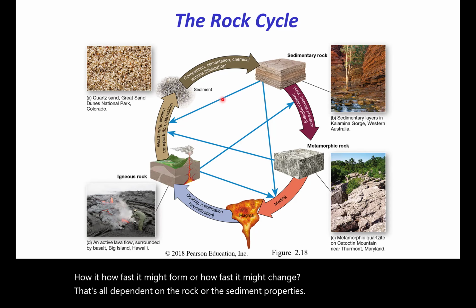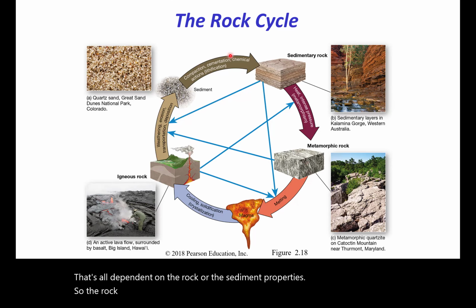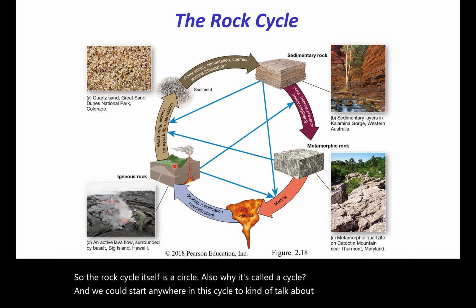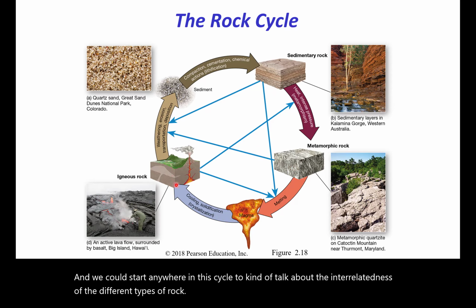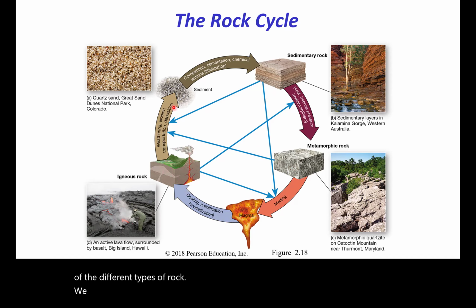So the rock cycle itself is a circle, also why it's called a cycle. And we could start anywhere in this cycle to talk about the interrelatedness of the different types of rock. We have igneous rock, sedimentary rock, and metamorphic rock. Those are the three types of rocks on the planet.